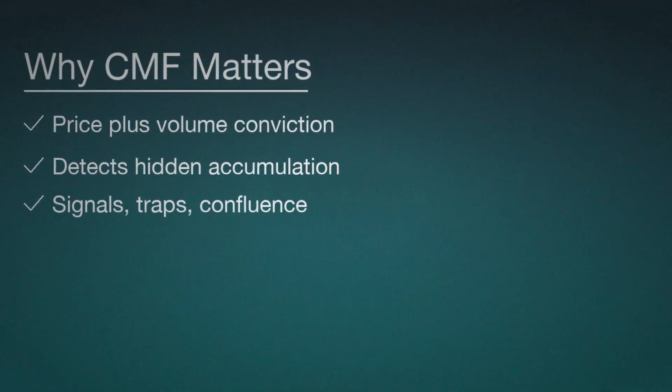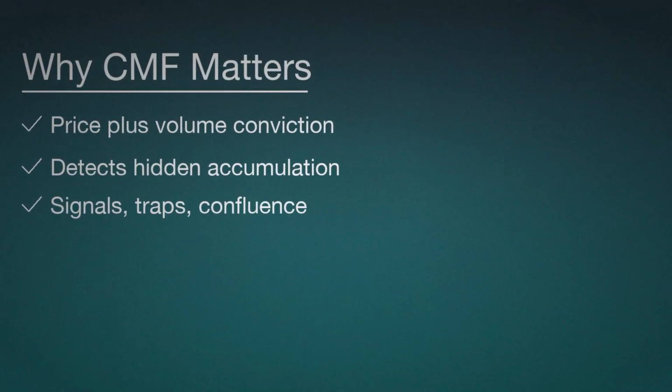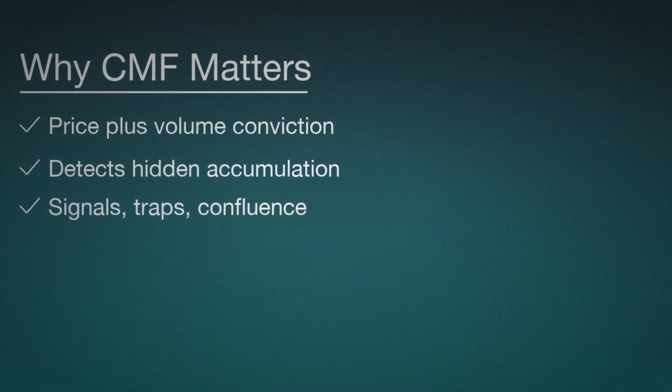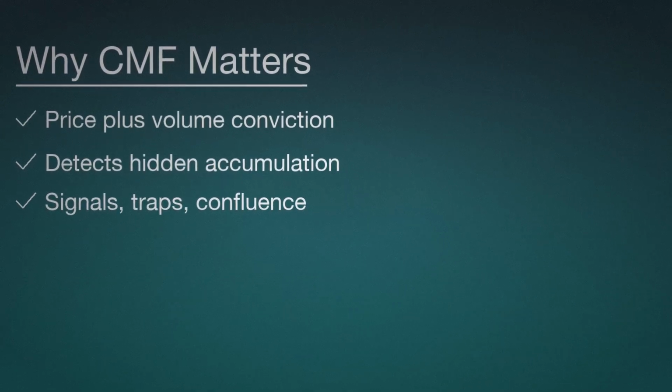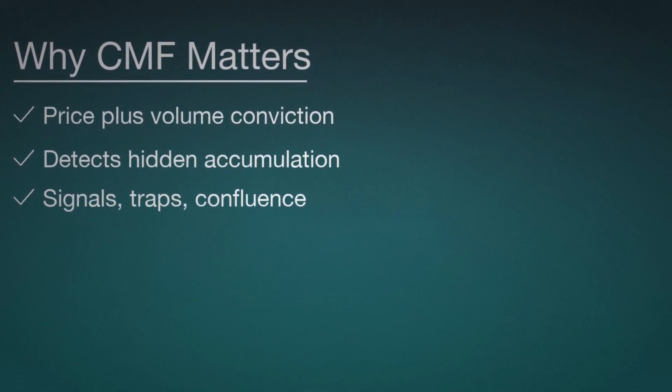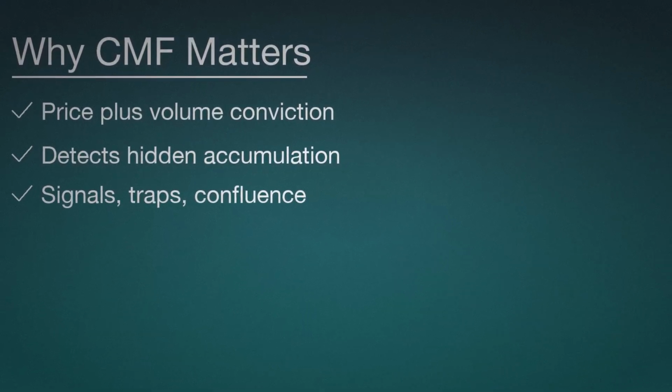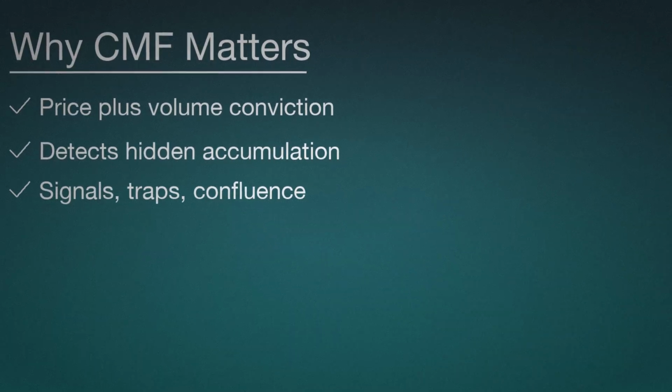Chaikin Money Flow doesn't ask where price is going. It asks who's actually paying for the move. Volume, weighted by where each candle closes inside its range, summed over 20 bars. It's a stealth accumulation detector, and when it disagrees with price, smart money desks are often already positioned.